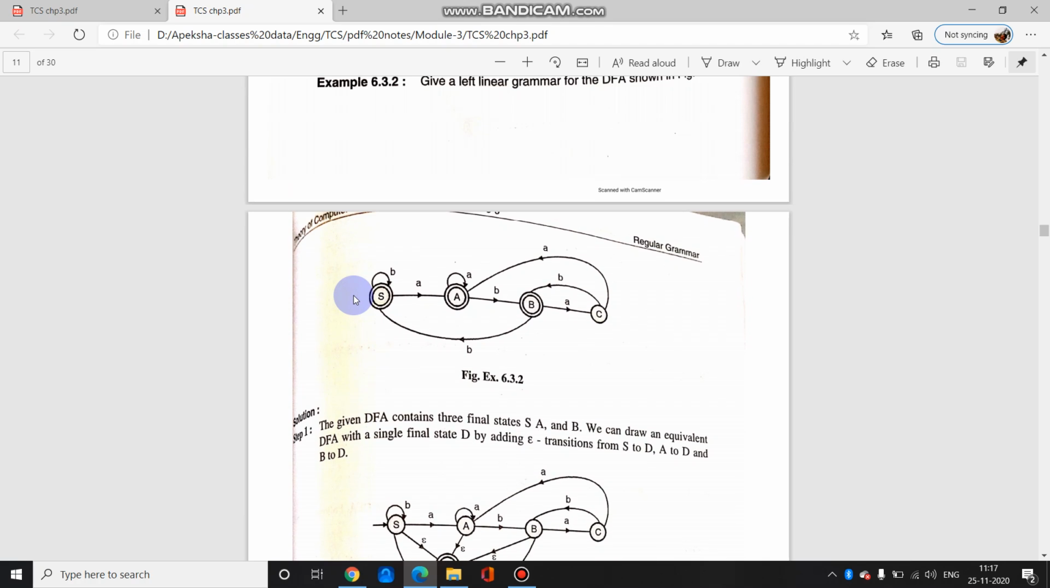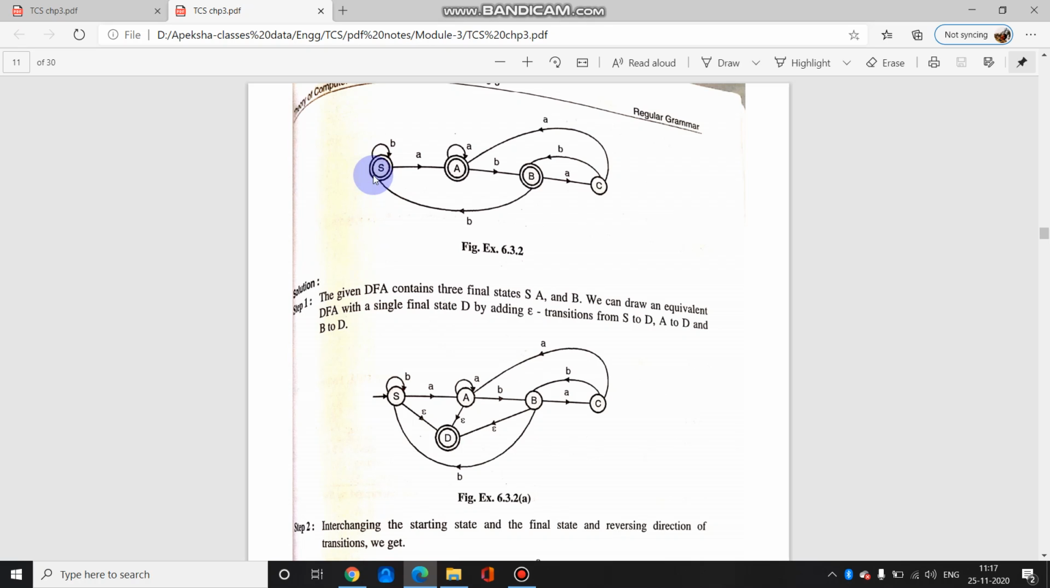Let us try solving this here only because it is having multiple final states. See, the first step says the given state contains three final states S, A and B. We can draw an equivalent DFA with a single final state D by adding epsilon transitions from S to D, A to D and B to D.